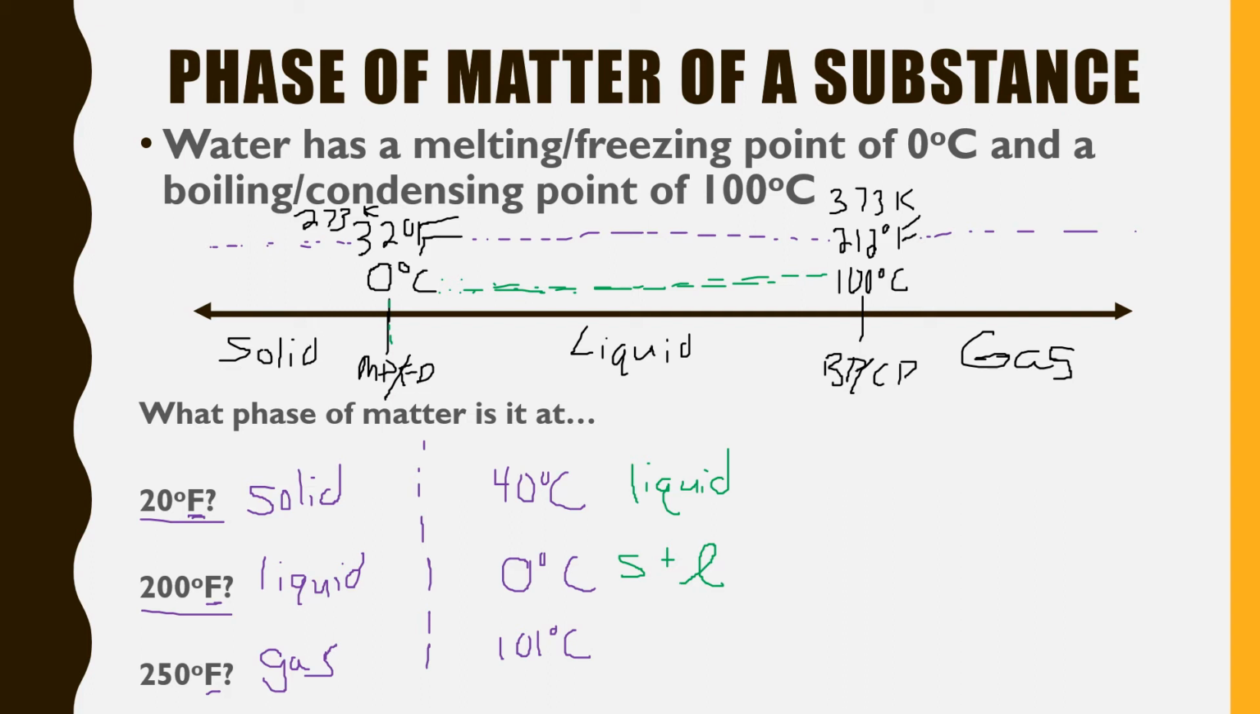101 degrees Celsius. Okay, well, if water boils at 100, even if it's just 101, if it's any degree higher than 100, it's going to be a gas. That's how this works. You just find the line, and we can do the same for Kelvin too. You just figure out where it falls on the line.